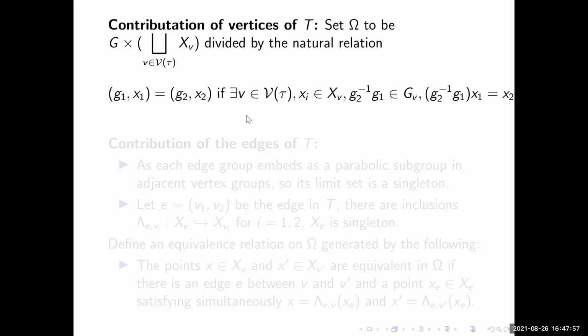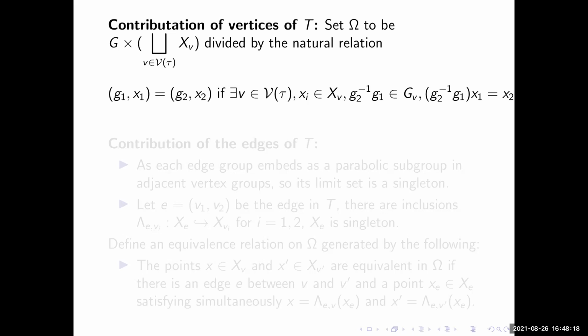So what does this relation do? This relation is doing nothing, but by this relation we have the disjoint union of these spaces corresponding to the vertices of the Bass-Serre tree. So we have the disjoint union of the compacta on which the vertex groups are acting as a convergence group. All right, so then how do we glue them together?